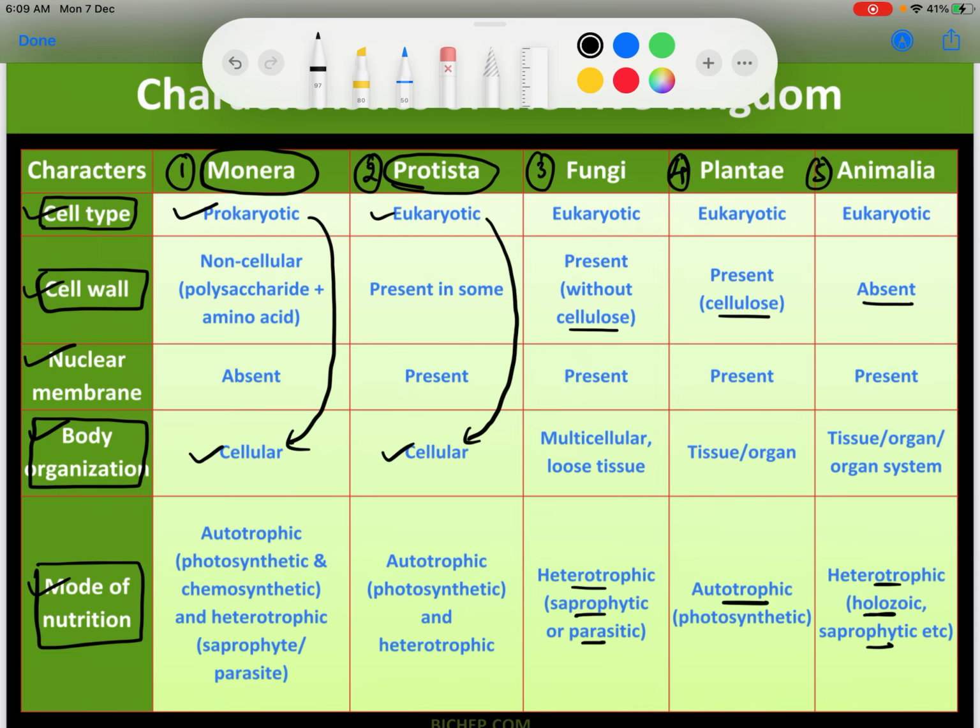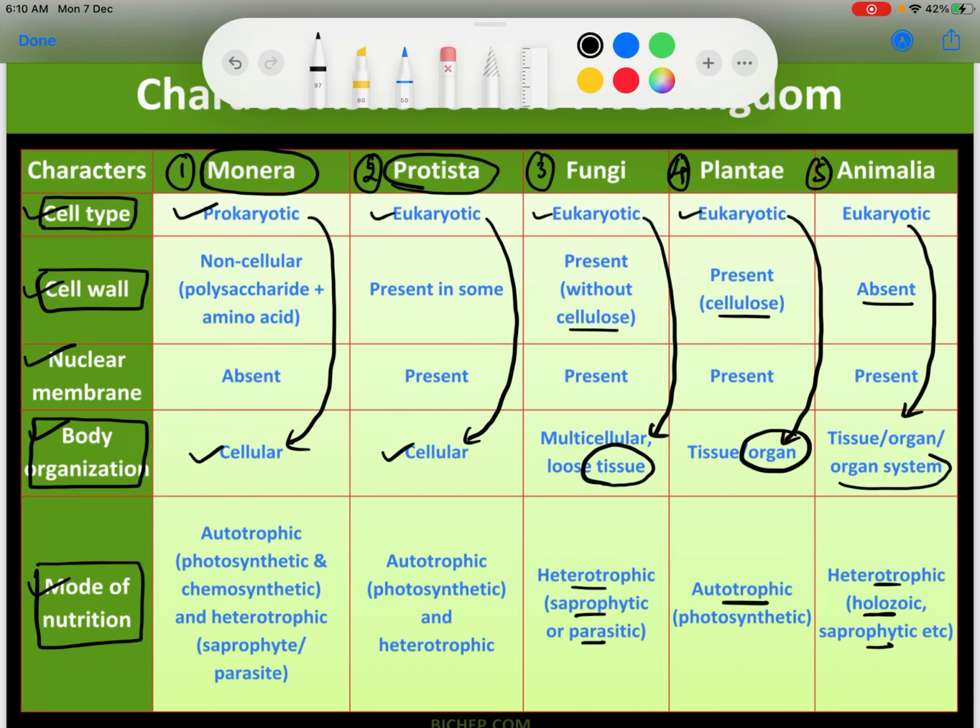Now, body organization: multicellular comprising loose tissue, they are fungi. Multicellular having organs, here it is tissue, here it is organ, they are eukaryotic. And organisms from tissue to organ systems, they are animals.